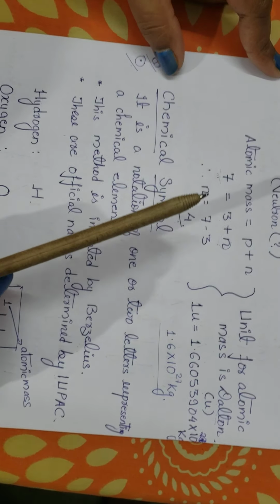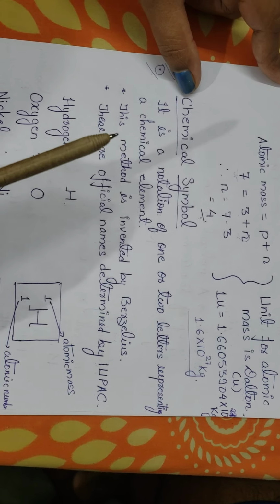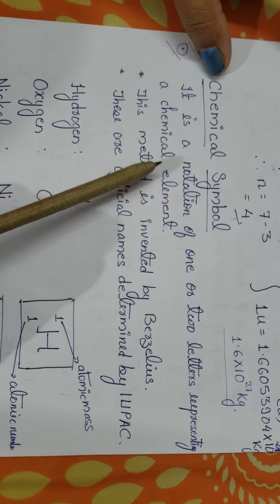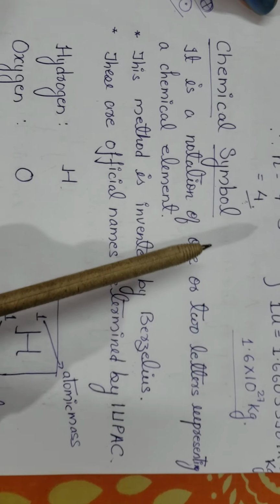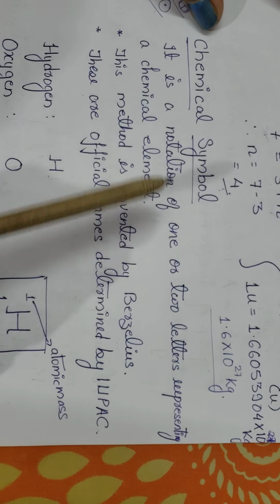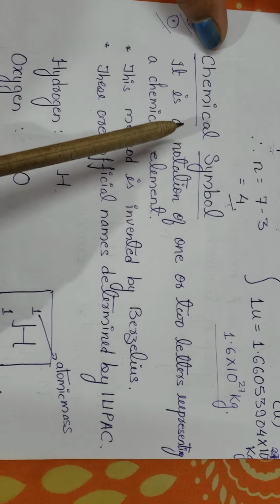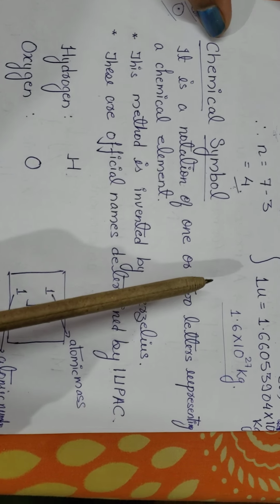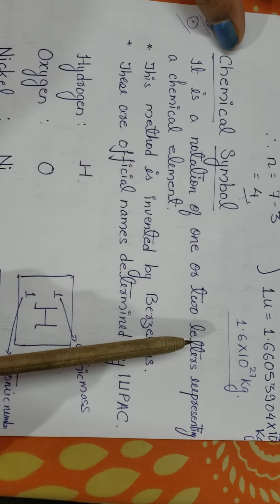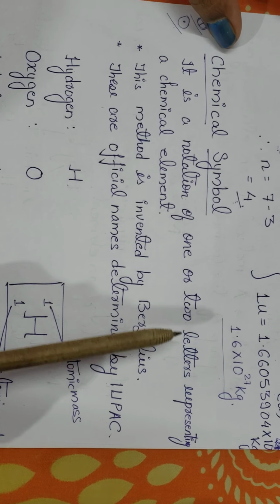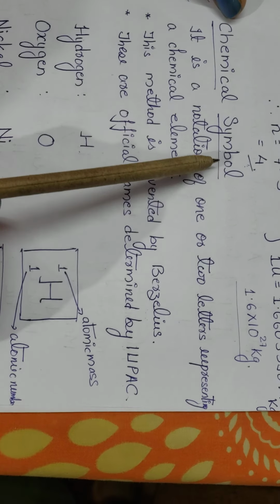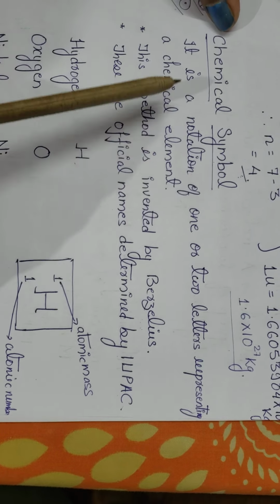Since the names of the atoms are quite long, like potassium, sodium, hydrogen, every time if we have to write the names of the atoms in chemical equations, it will become very difficult. So a method was developed by which they can be abbreviated, some terms can be used for it, and this method of abbreviation for atoms is called chemical symbols. These chemical symbols are the notation of one or two letters representing a chemical element.